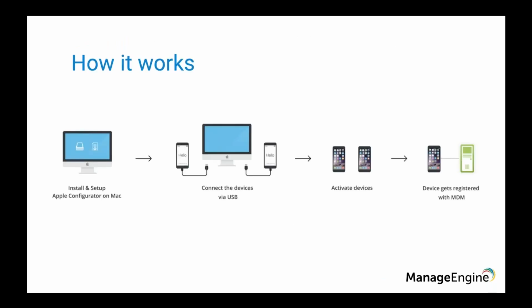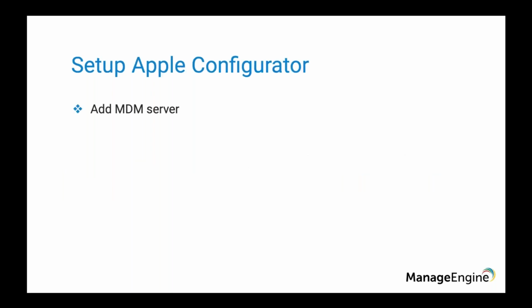Now for our first enrollment option, which is Apple Configurator. Apple Configurator is an enrollment option that is provided by Apple itself. First and foremost, you'd have to install and set up the Apple Configurator application on a Mac machine because it's available only in the Mac store. You then have to connect your iOS devices. It can be an iPhone, iPad, Apple TV, etc. You'd have to connect it to the Apple Configurator on the Mac machine itself. And then you'd have to activate the device, which gets the device registered with the MDM solution.